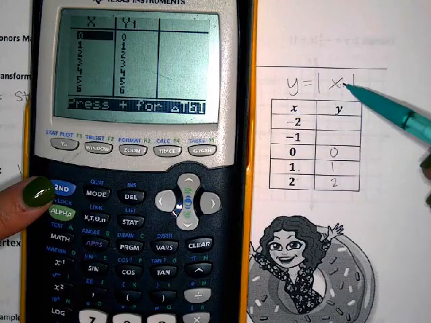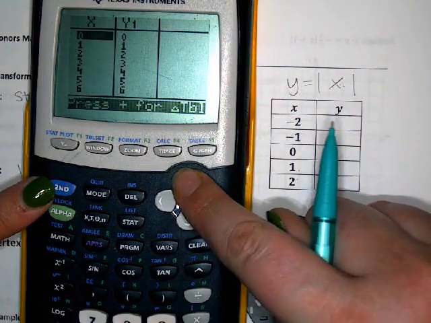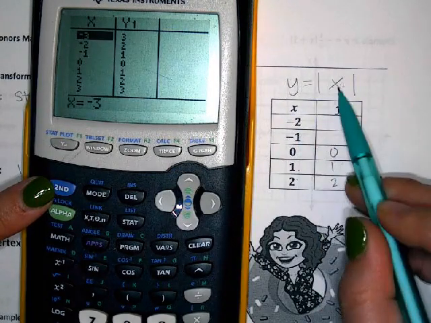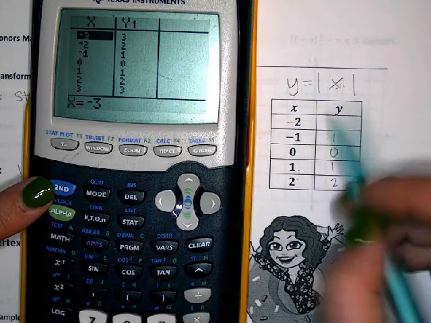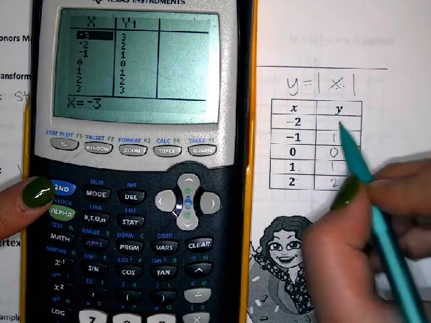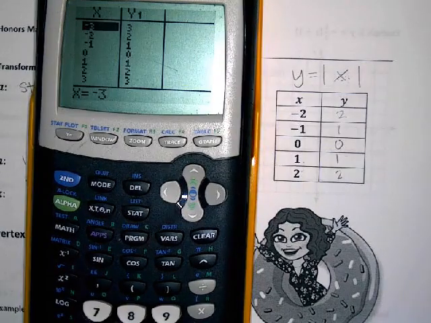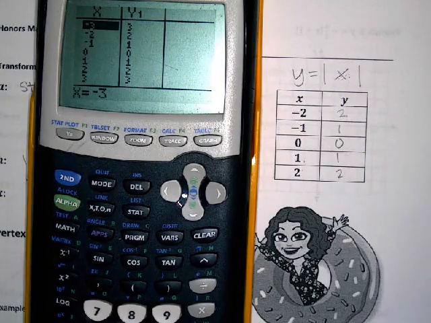It's 2. If I go back the other way in the table to look at the negatives, what's the distance from -1 to 0? It's a distance of 1. What's the distance from -2 to 0? It's a distance of 2. So anytime you plug in a negative, you're going to get a positive number. Anytime you plug in a positive number, you're going to get a positive number. So there's our table of values. Are we good so far?